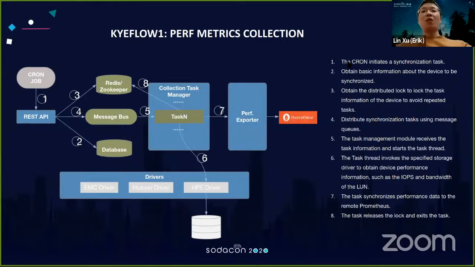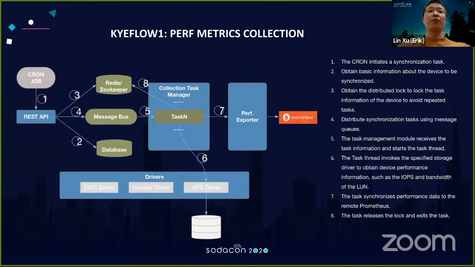This is about the performance monitoring key flow. Firstly, we use the Quant service to trigger Delphin to start the data collection. When the Delphin API receives the request, it will get the basic device information from the local database and get a lock from Redis or the keeper to prevent repeated tasks during task execution. Then the Delphin API will use the message bus to distribute the task message.